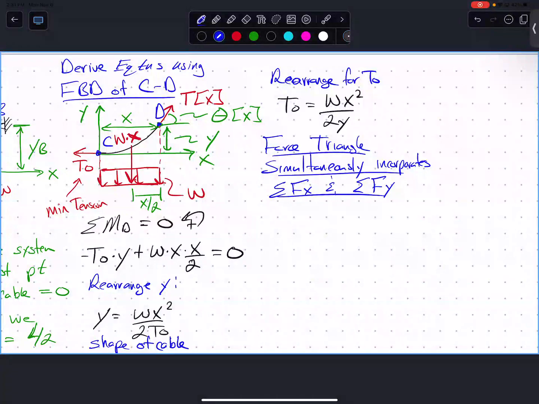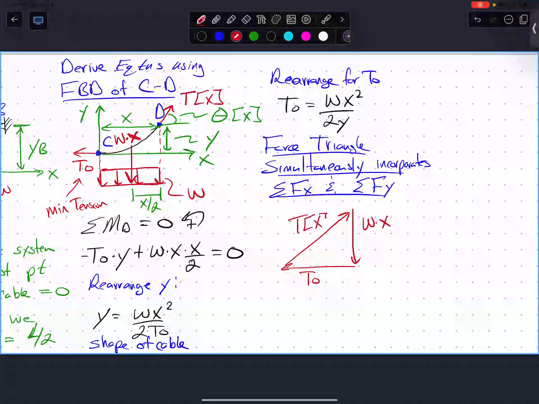We could do sum of force in the X, we could do sum of force in the Y. Our equations just wouldn't be as pretty. They wouldn't be as nice. We have three forces that are acting in that FBD. If we draw them as a triangle, we will have a T naught, it's horizontal going that way, a W times X that's going vertical, and a T as a function of X.